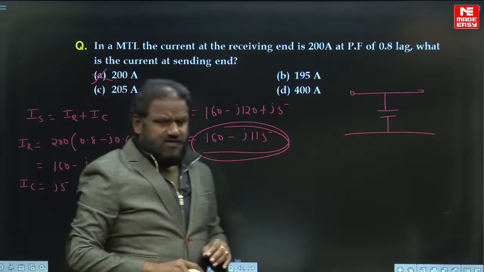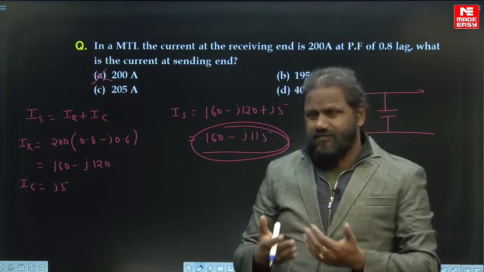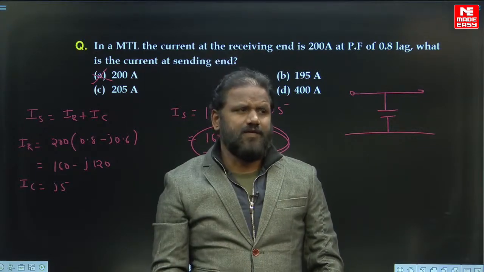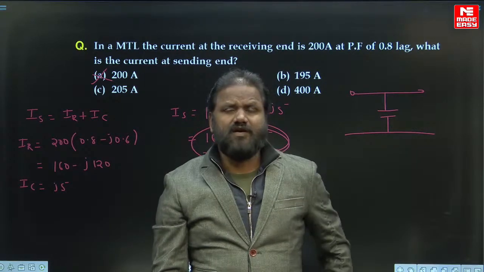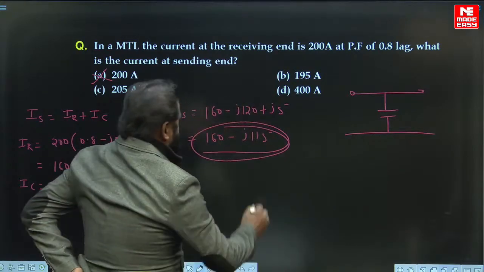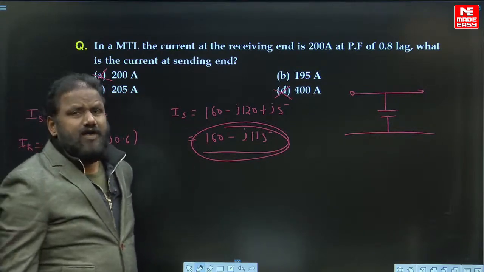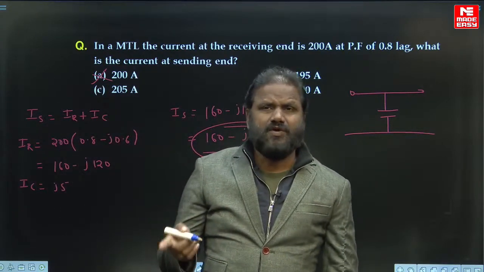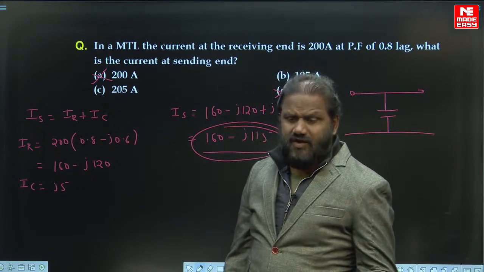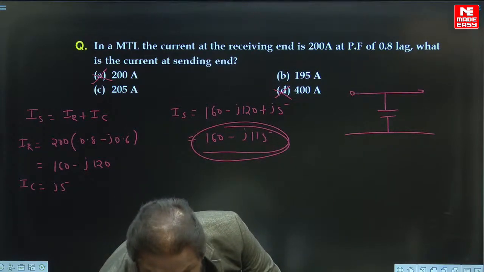One more thing: if the current on one side is 200 and on the other side is 400, doubling of the current is possible under fault conditions only. So the answer 400 is also wrong. One is 195 and another is 205, which indicates that one is more than 200 and one is less than 200.